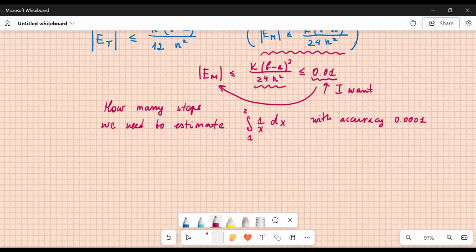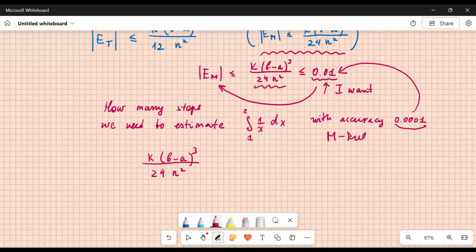So let's first find out what the formula is going to give us, because that's the accuracy. And usually accuracy goes on this end of the expression. So I'm going to write down the expression: K (b minus a) cubed over 24 n squared. Somebody gives us that it's supposed to be the midpoint rule, because for different rules the formulas are different. It's supposed to be less than or equal to 0.0001. Again, if the formula is less than this, then the actual error, which is less than the formula, is going to be less than the number.